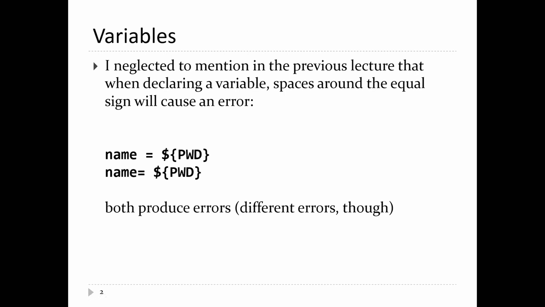Last day I was talking about variables, right? When you assign a value to a variable in Bash, Bash is a bit odd in that you cannot put spaces around the equal sign, because Bash will try to break on whitespace around the equal sign. So if you try name space equals space dollar PWD, you get an error. And if you try name equals space dollar PWD, you get a different error. But they're both related to the fact that you used spacing.